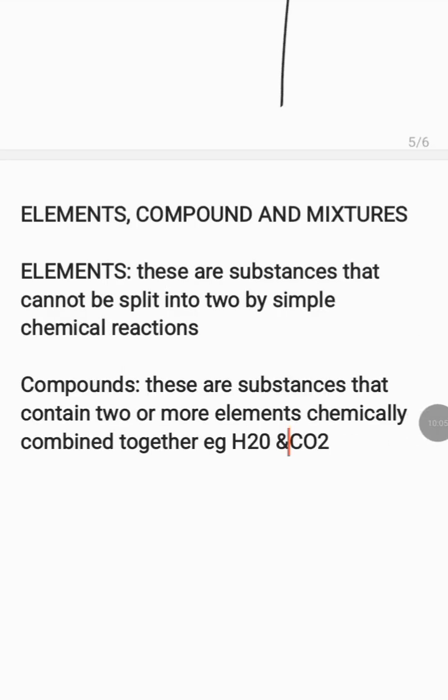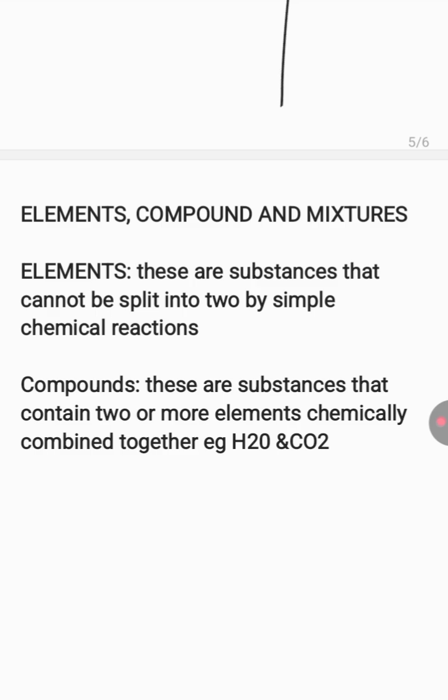Compounds. These are substances that contain two or more elements that are chemically combined together. Examples include H2O and CO2. There are other examples of compounds, however, this will be our main focus for today.